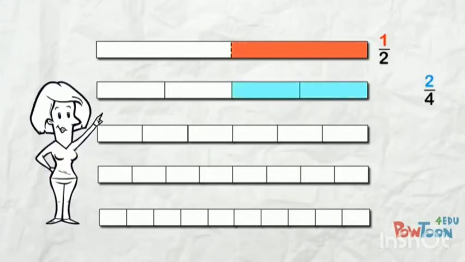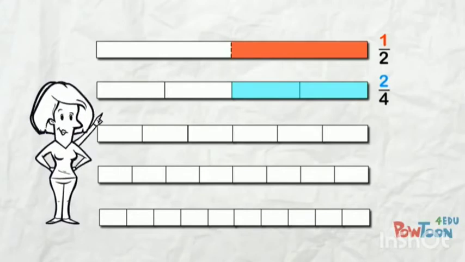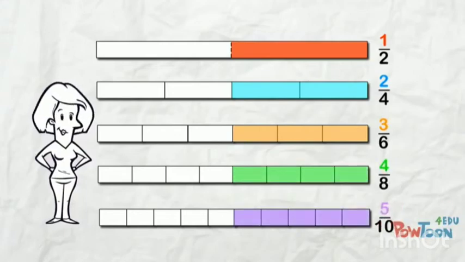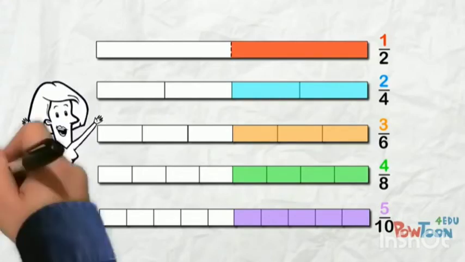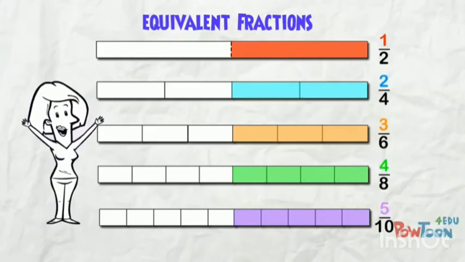And that's 2 parts out of 4. And 3 parts out of 6. 4 parts out of 8. And 5 parts out of 10. You can see these are all equivalent fractions.